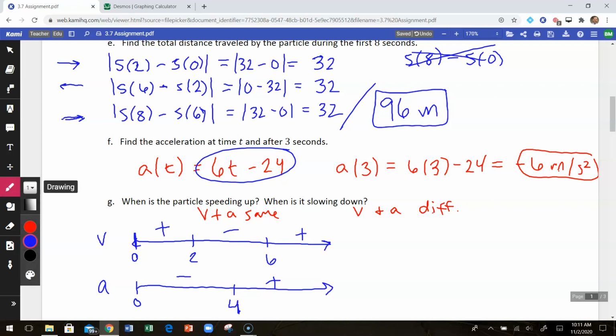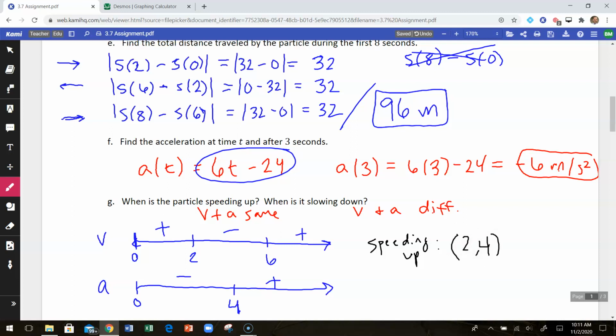So when I answer this question, I need to match those things up. When is it going to be speeding up? Whenever we have the same sign for velocity and acceleration. That happens from time 2 to time 4, where velocity is negative and acceleration is also negative. And also from 6 to infinity, where velocity is positive and acceleration is positive. So from 2 to 4 and from 6 to infinity, the particle will be speeding up.